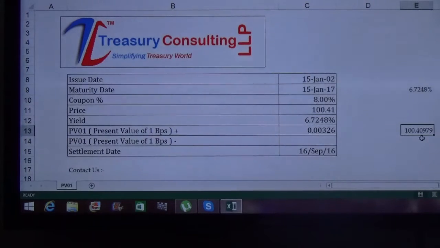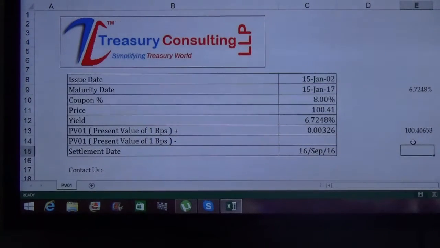100.409 this. Now how much is the change if we increase this by 1 bips? If we increase the frequency by 1 bips. Now what was the yield? Yield white 12. Now what we will do, we will do white 12 plus 0.01%. 1 bips means 0.0001 or 0.01%. Enter. You will get this.